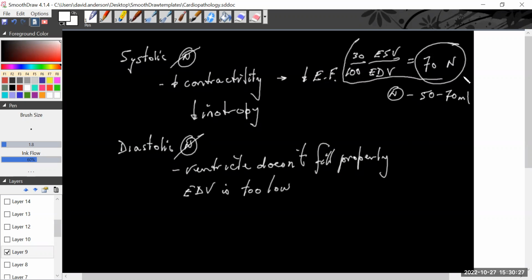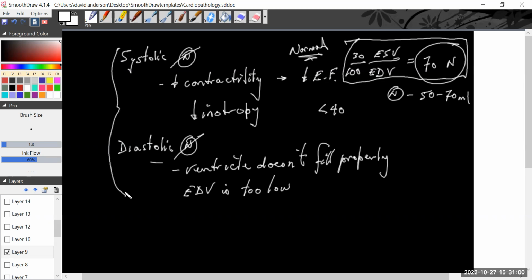So this was normal. Just so we're clear, these numbers represented normal. What we're talking about is that in decreased contractility, our ejection fraction is going to be less than 40. In this case, our ejection fraction down here under diastolic may be just fine, but we don't have proper filling to begin with. So that's the difference between the two. And in both cases, we have a decrease in cardiac output.